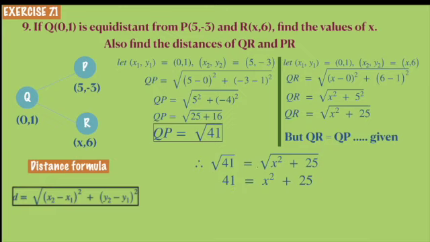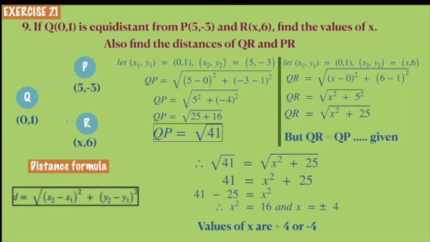Now the 25 has to be transferred to this side. Constants at one side and variables at another side. Therefore, it becomes 41 minus 25 is equal to x square. 41 minus 25, we know that it is 16. Therefore, x square is equal to 16 and x is equal to plus or minus square root of 16, that is x is equal to plus or minus 4. Therefore, we have two values for x. X can be plus 4 or x can be minus 4. Therefore, the coordinate of R may be 4, 6 or minus 4, 6.